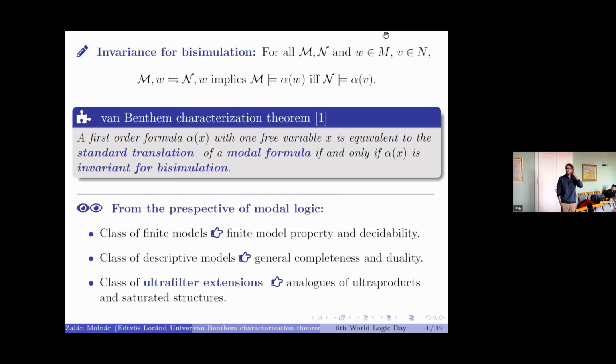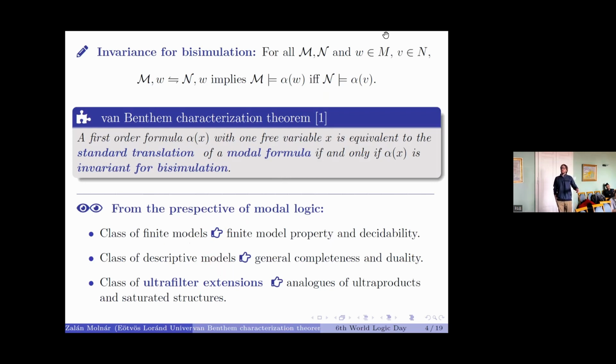And from the perspective of modal logics, there are many classes that are quite interesting and very hard to overestimate their importance. For example, the class of finite models, because they are the key for decidability, because modal logic has the finite model property. The other very important class is the descriptive models.